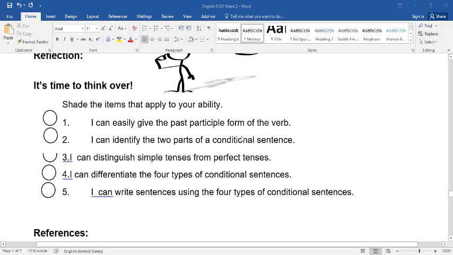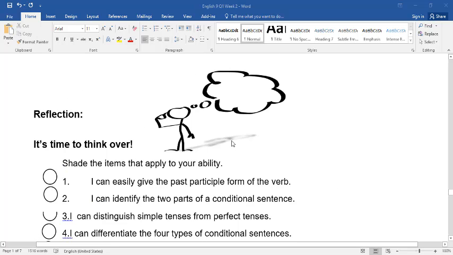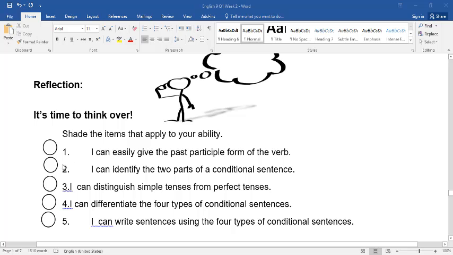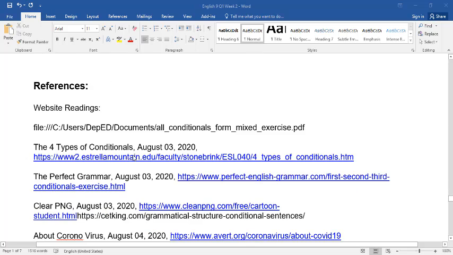Then reflection, you just choose which statement reflect. You shade the circle of that item. And then here are the references.